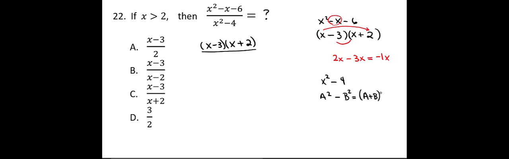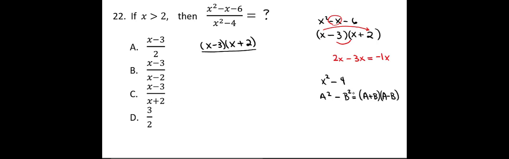So the numerator of this fraction has been factored into (x minus 3)(x plus 2), and then the denominator is a difference of squares, x squared minus 4. If you recall, anytime you have a number or an expression squared minus another number or expression squared, that's going to factor into two binomials of this format.